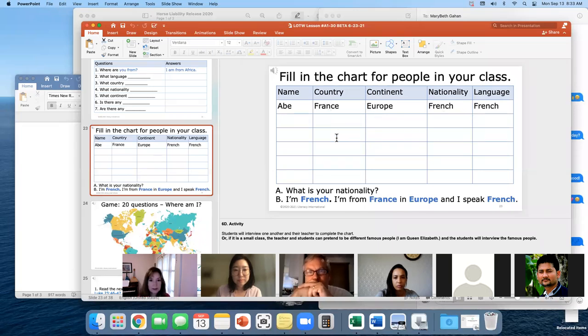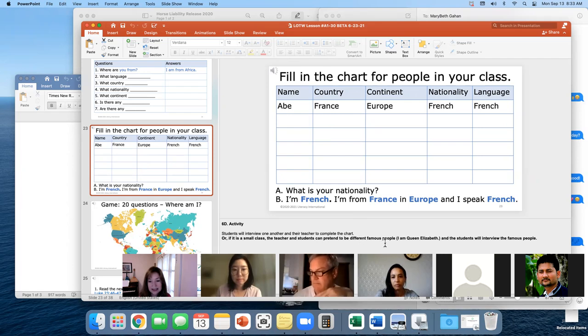So students would have to practice making the questions that they had learned earlier and asking them to everybody in the class. So what is your name? What is your country, your continent, your nationality, and your language? And so the teacher's going to model this first with one of the students.